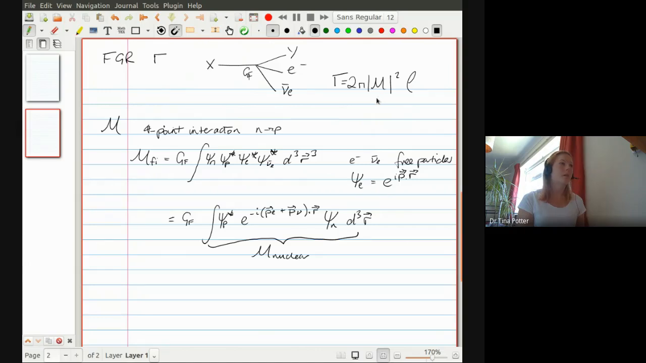So there's still a bit of a question mark because of the complexity over the matrix elements. But we can start to have a look at the density of final states. That's quite straightforward here. Now this time, let's do density of final states. This time we have a three-body final state.